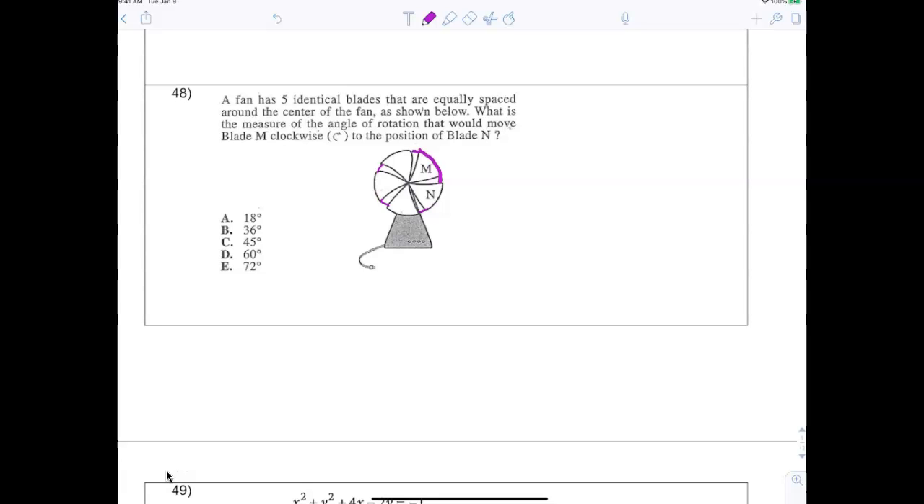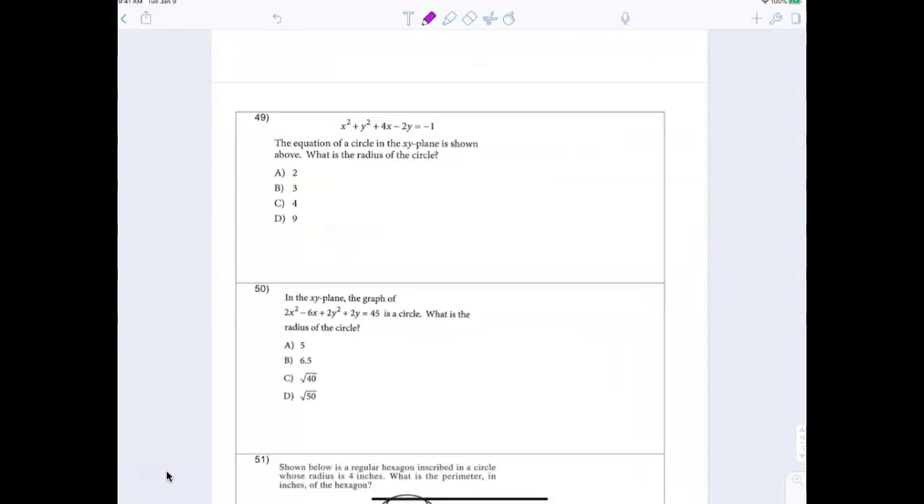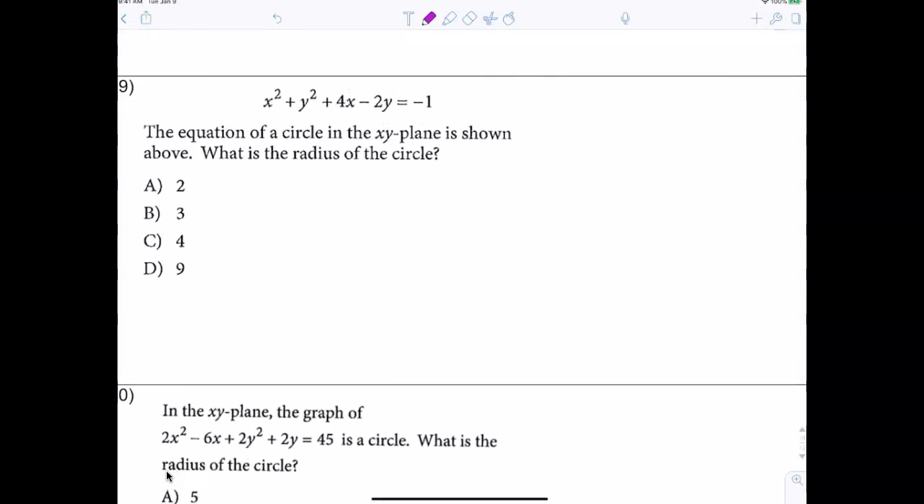Somebody else. Alright guys, I'm pretty happy with that. Do I need to review with you writing that in standard form? Half and square the middle term, right? So again, just to review, x minus h squared plus y minus k squared equals r squared. Do you agree with that?